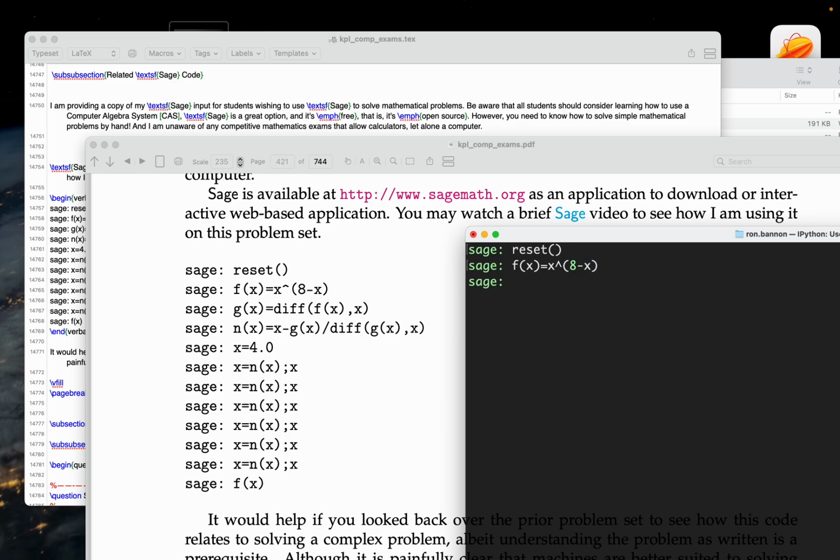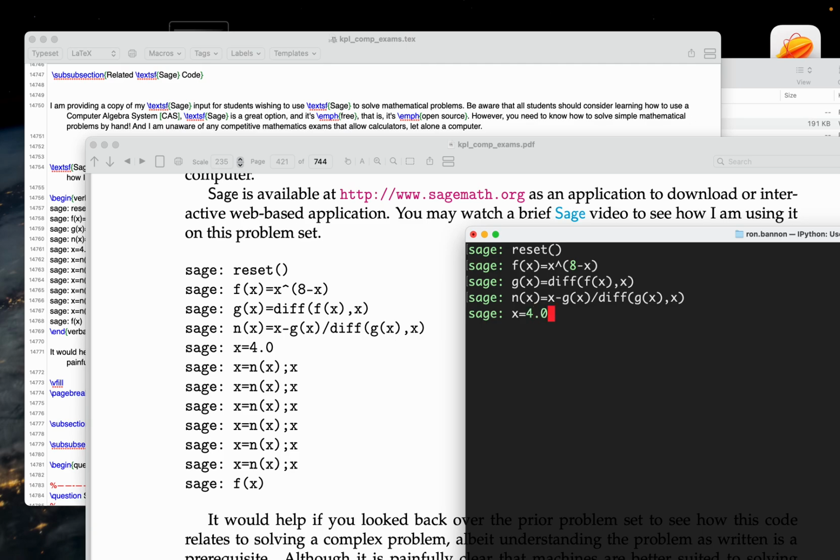And then I'm getting g of x. I'll go back over the notes in a second, by the way. It is equal to the derivative of f with respect to x. And then n of x, that's Newton's method, by the way, is equal to x minus g of x divided by the derivative of g with respect to x. And then we take an initial guess, x equals 4.0.